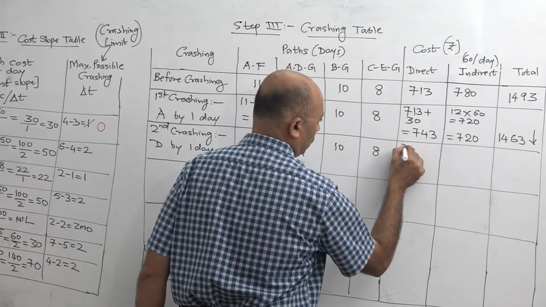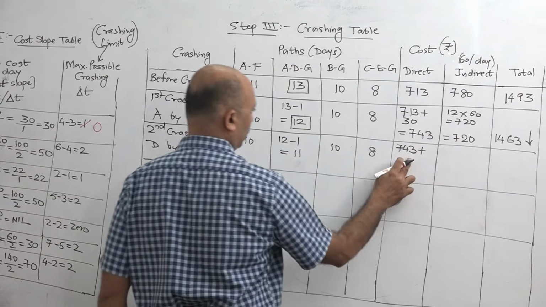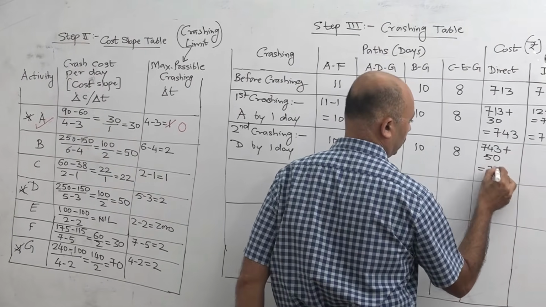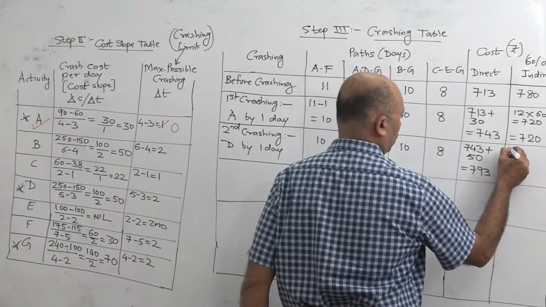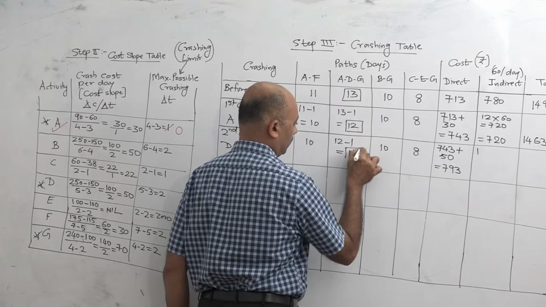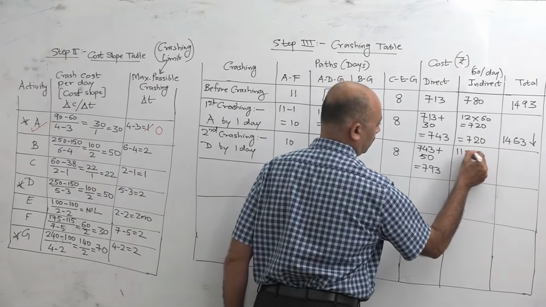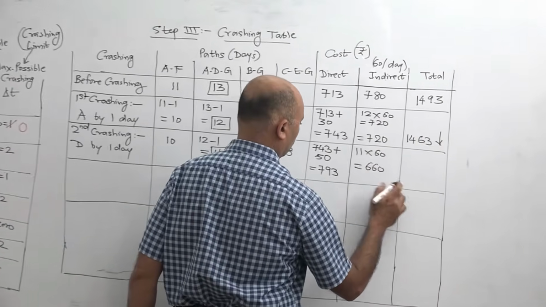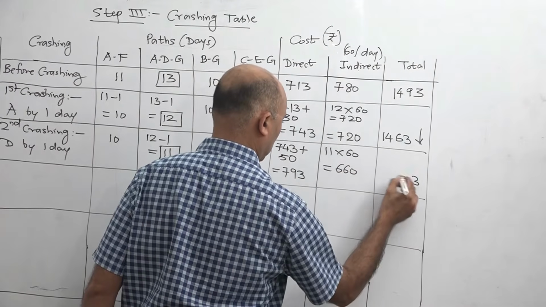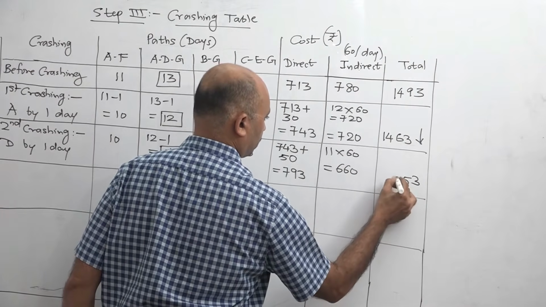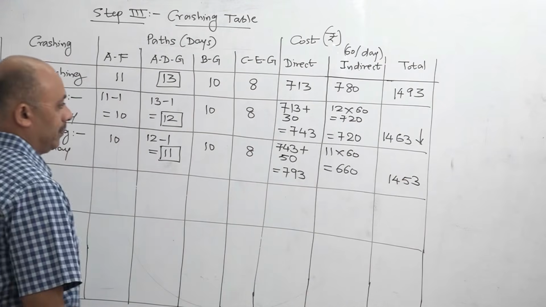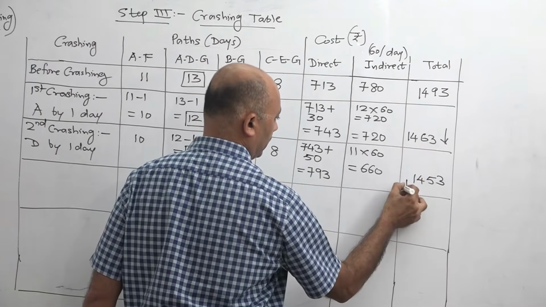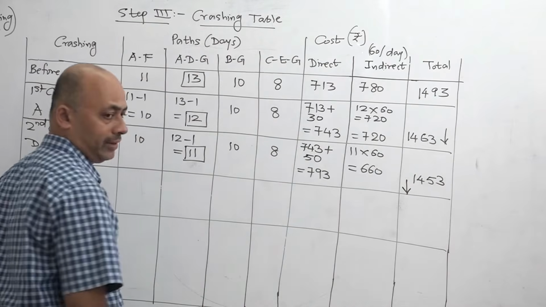Now again direct cost will increase. So 743 plus. Now the crash cost of D is 50. So it will increase by 50. It will become 793. Indirect cost: now the completion time is 11 days. Okay. So 11 into 60, that is 660. Now you add this. So this will become 1453. Okay, so now the new total cost is 1453. Now you compare this with this, again there is a decrease. So our total cost is decreasing.